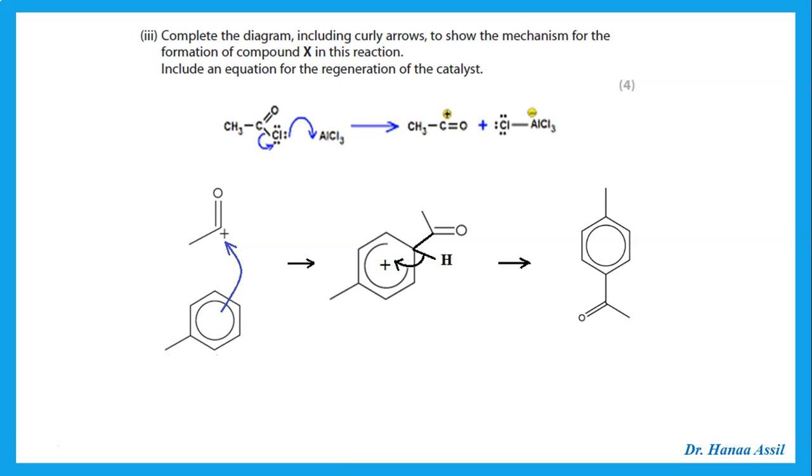Now, it says include an equation for the regeneration of the catalyst. How are we going to regenerate the catalyst? This is when the aluminium with 4 chlorines breaks off one of its chlorines to remove the hydrogen, and the products are the H with the Cl plus the aluminium chloride, which is the regenerated catalyst.